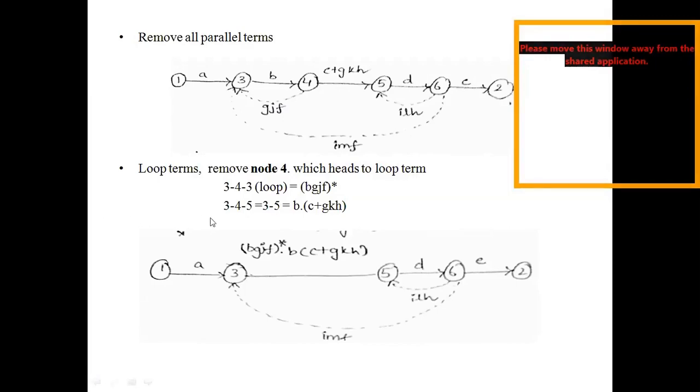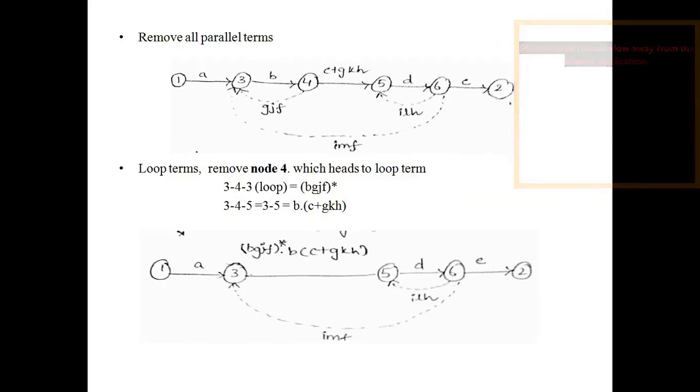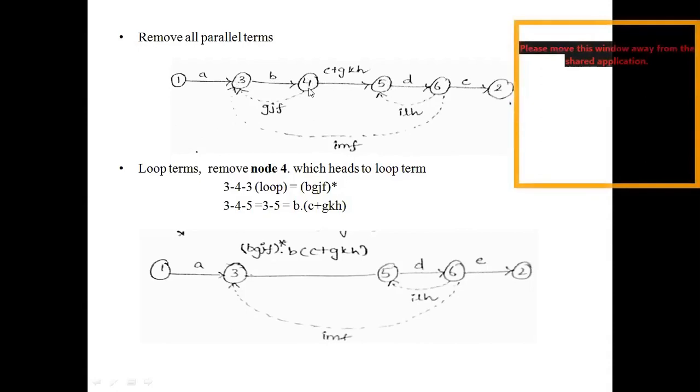Now we are going to remove node 4. Why am I taking node 4? Because it is the middle one, the head of the loop term. For 4-3-4, this is again a parallel path, and this is again a parallel path. We are taking one node, the loop node, because the repetition process will be taken. That's why I'm removing the loop node, 4, first. Loop is nothing but repetition of the same node.